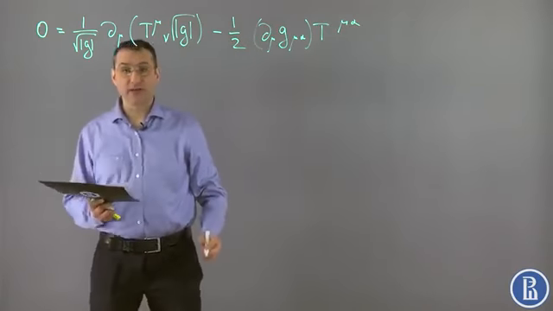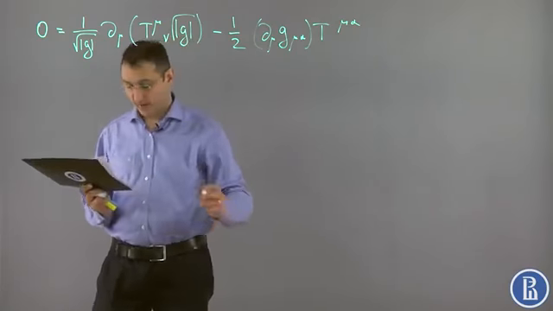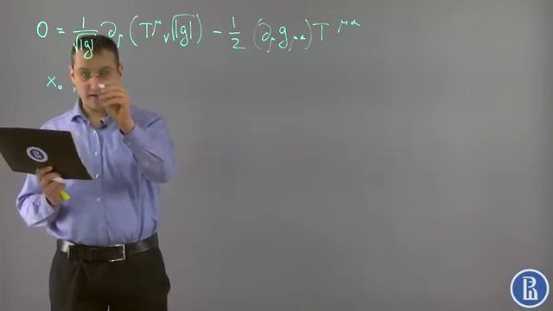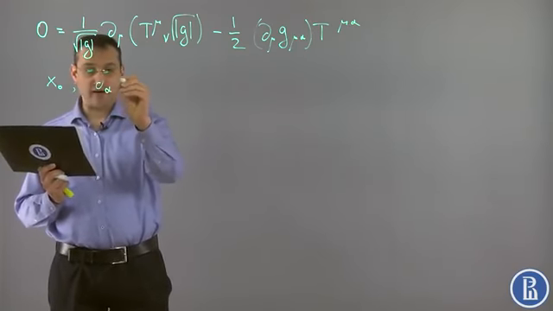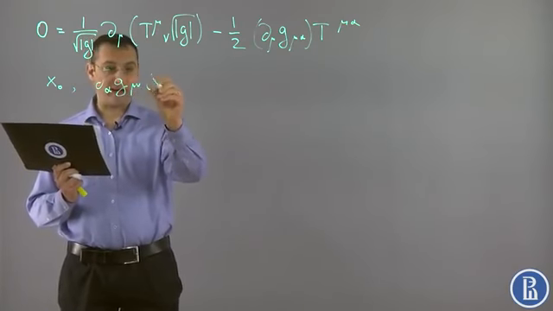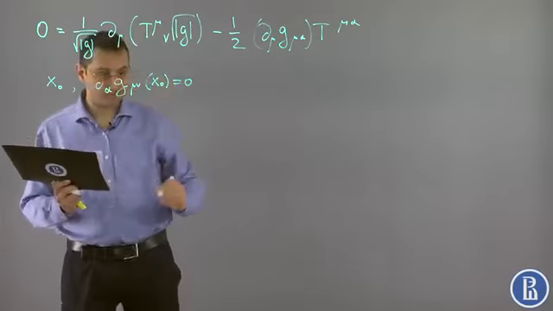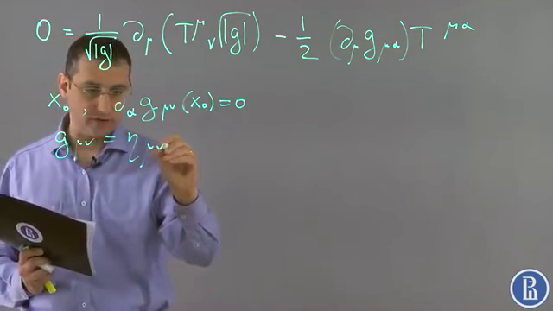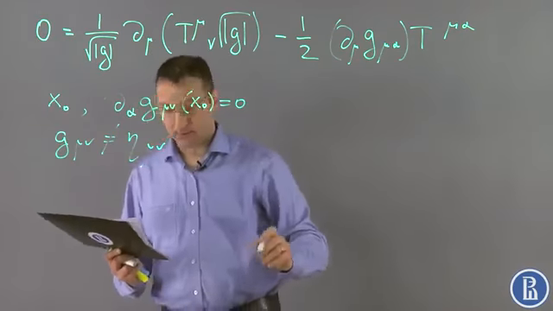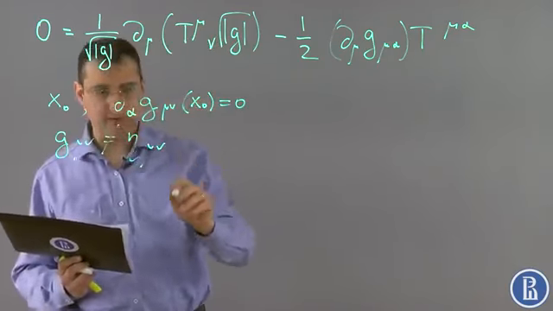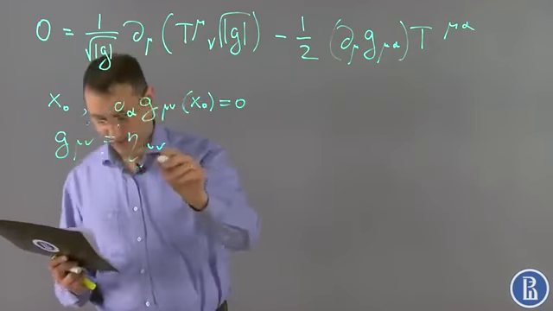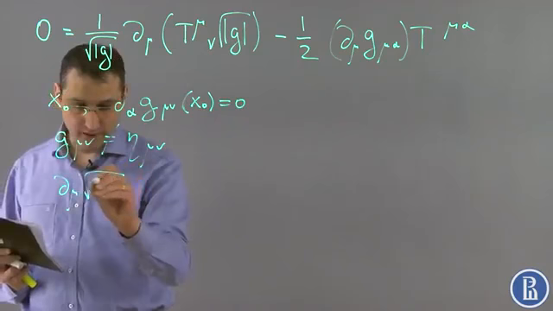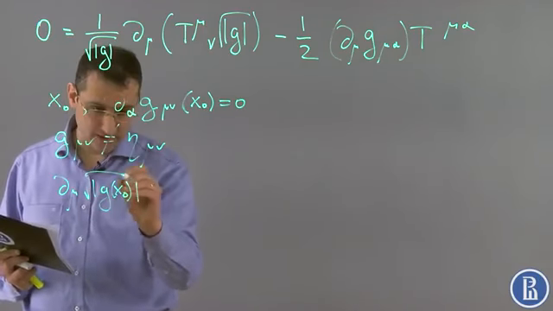Let us fix a reference frame around an arbitrary point x0, such that in this frame d alpha g mu nu of x0 is equal to zero. It doesn't mean that g mu nu is equal to eta mu nu. It's not equal; it's constant at this point, its derivative is zero, but it doesn't mean it is equal to eta. But it is important that at this point d mu of the square root of the modulus of g at the point x0 is equal to zero.